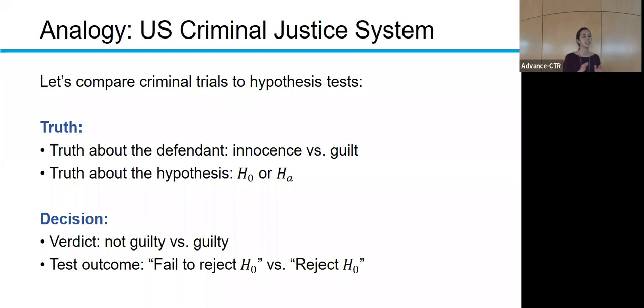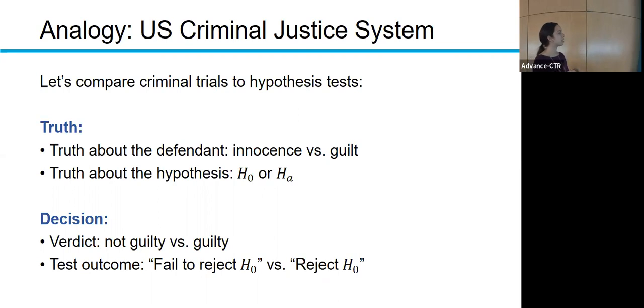Again, we're going to continue this analogy between the US criminal justice system and hypothesis tests. In a criminal trial, the defendant on the stand is either innocent or guilty. There are two potential outcomes. And then the verdict is that he's either not guilty or guilty. A hypothesis test works very similarly, because the hypothesis needs to be defined in such a way that either the null is true or the alternative is true, one or the other. And when you're conducting a hypothesis test, as I mentioned, there are only two potential decisions you can make. You can either fail to reject the null or reject the null.